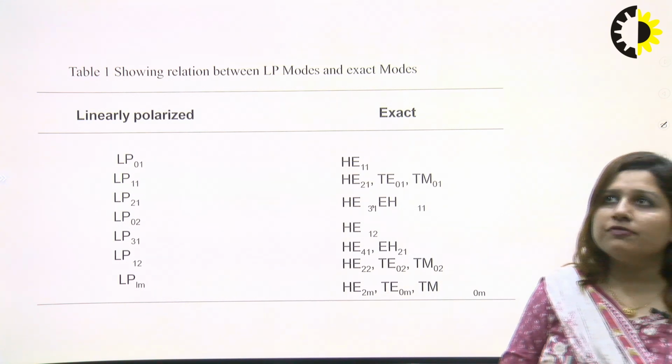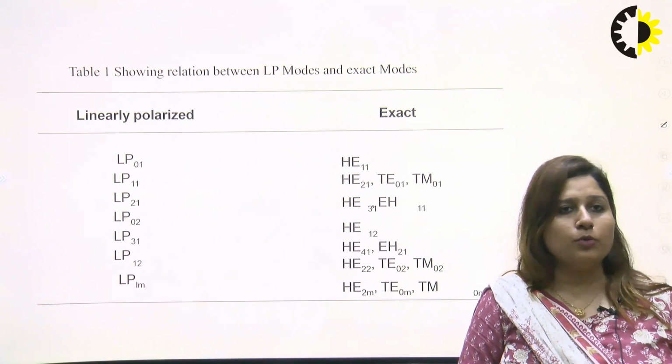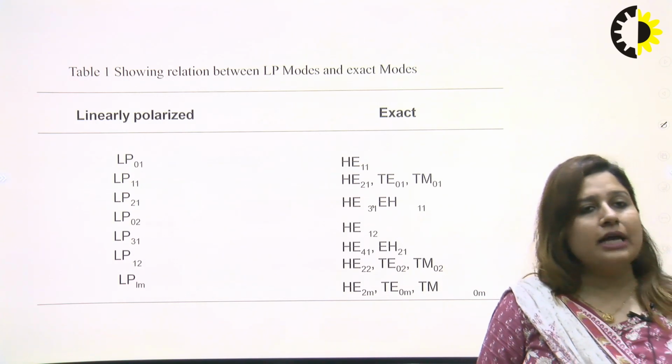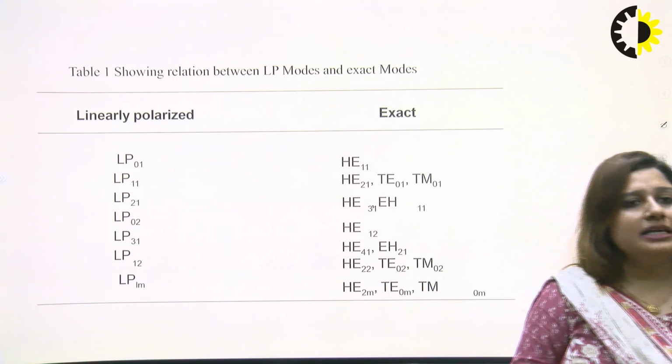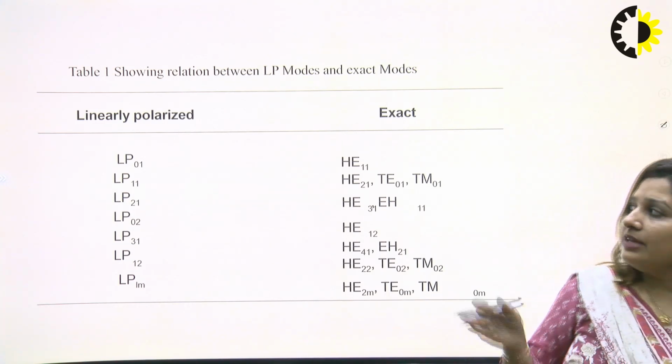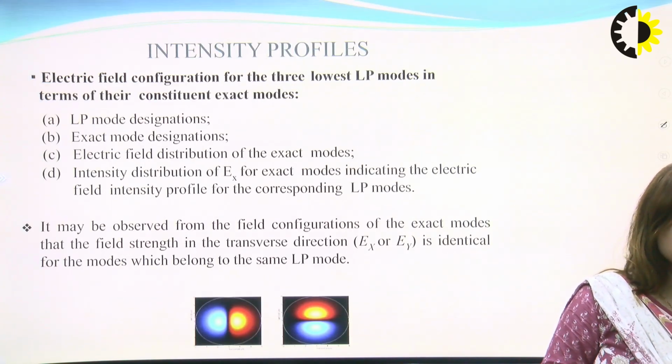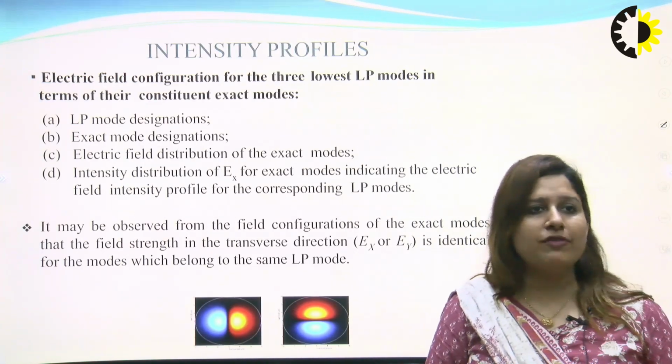So, instead of only 2 modes, we have here 4 mode combinations. It can be a TE, TM or HE, or it can be purely HE, or it can be HE or EH modes. So, we have these combinations according to the linearly polarized modes. Now we will discuss the intensity profile of these modes.